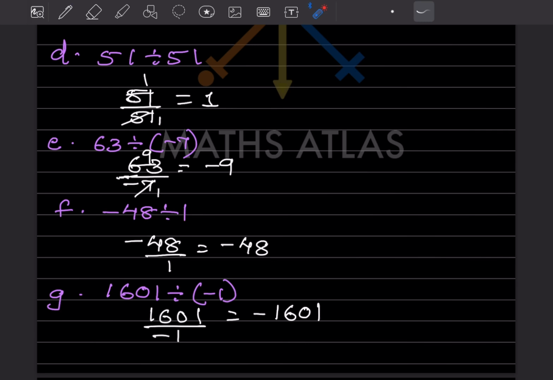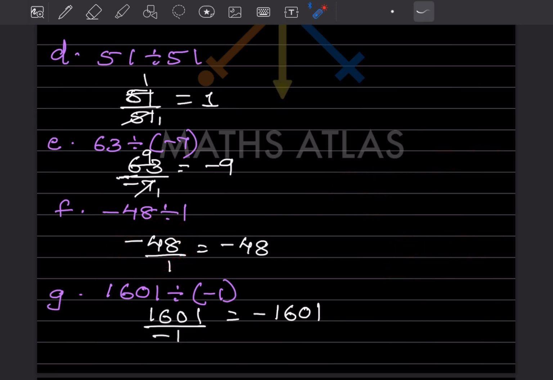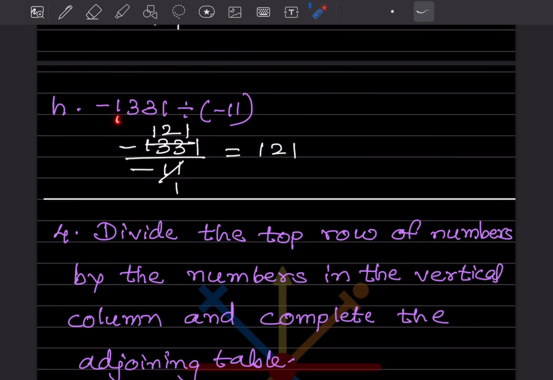Minus 48 divided by 1 is going to be minus 48. And this 1601 divided by minus 1, that is going to be minus 1601. Because now I'll tell you the rule. Minus divided by plus also is minus, and plus divided by minus also is minus. So can you see here? Here they are given minus in the numerator, and this minus is in the denominator. Both ways it is going to be minus. Again here, minus 1331 divided by minus 11, that is going to be minus divided by minus, that is going to be plus, so that is going to be 121.